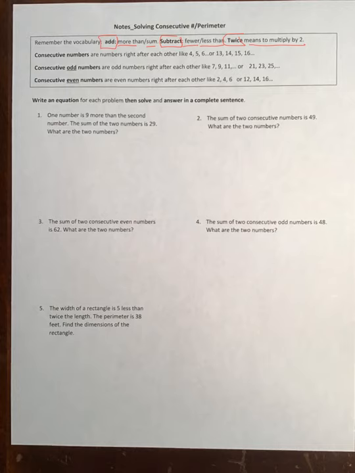And then we have consecutive numbers, which are one number right after the other. Odd numbers are numbers like 7, 9, 11, and consecutive means they're one right after the other. And then consecutive even numbers are even numbers one after another. So let's look at problem number 1.